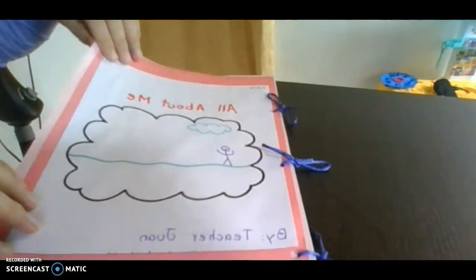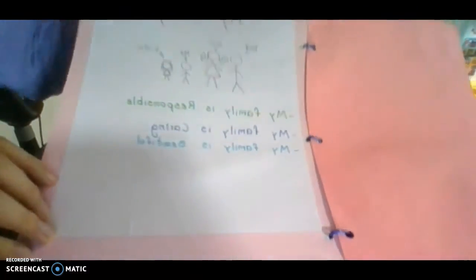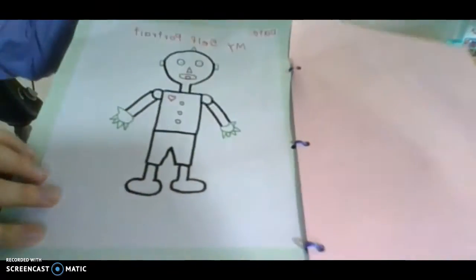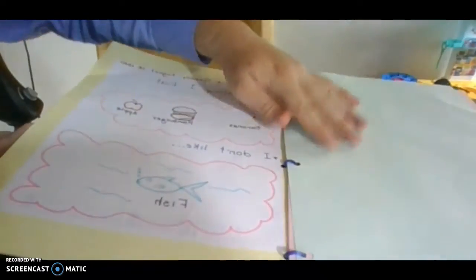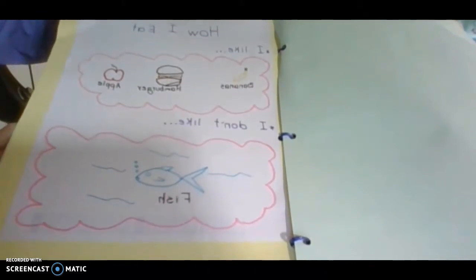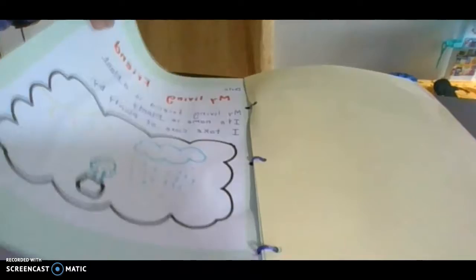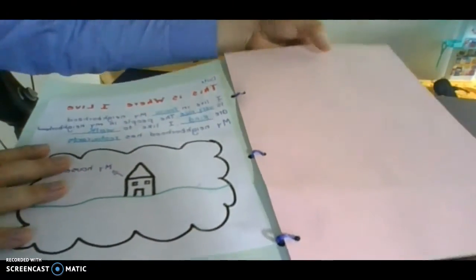As you can see, here is the cover page all about me, the page that talks about my family, my self-portrait, how I eat, my living friend, and my needs, and finally, this is where I live. Yes, those are all the pages of our book.